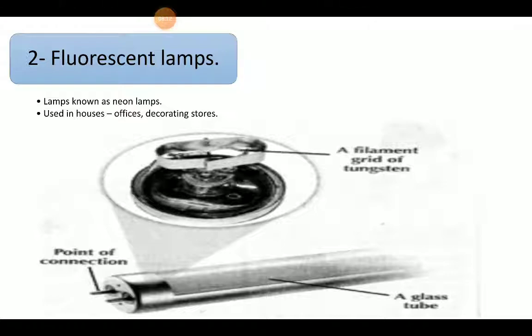So we studied the first type of electric lamps, which is the light bulb. Let's move to the second type, which is the fluorescent lamp. When we are talking about the fluorescent lamp, we have to say first the uses of fluorescent lamp. It is used in lighting houses, decoration of commercial stores, and commercial advertisements. The structure of fluorescent lamp.